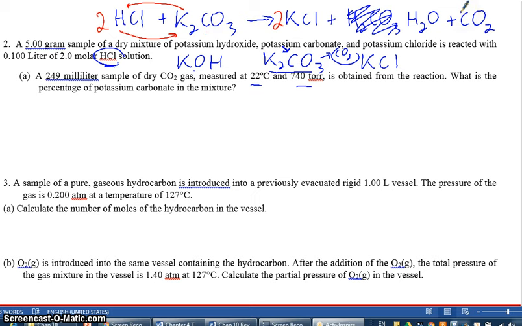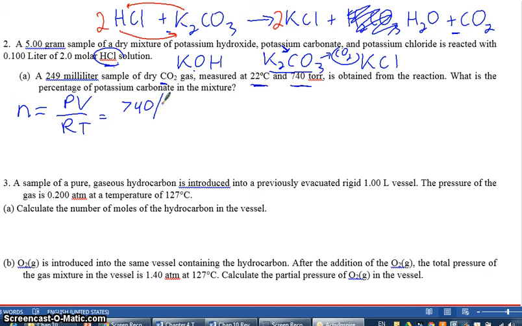Because we're measuring these quantities for the gas, CO2, we can then go from CO2 back to K2CO3 and find out what the percentage is. So let's go ahead and apply PV and RT to find out how many moles of CO2 we actually formed. And remember, moles with PV and RT is PV over RT. Our pressure in this case is 740. We'll just convert that on the spot to atmospheres.